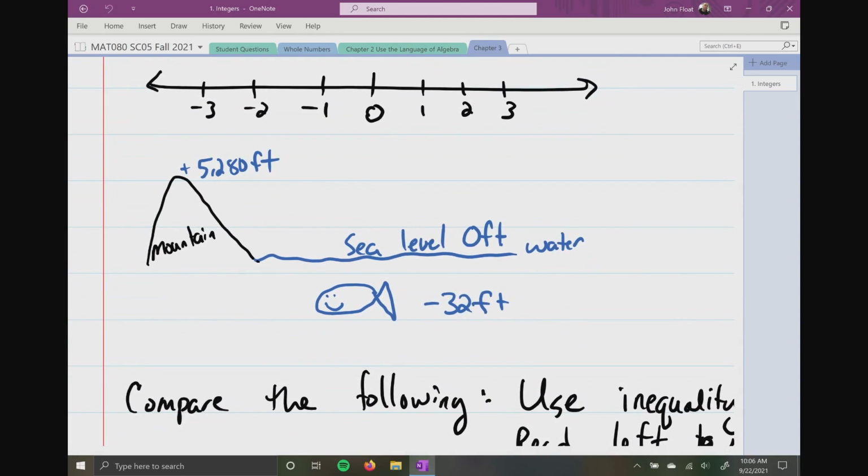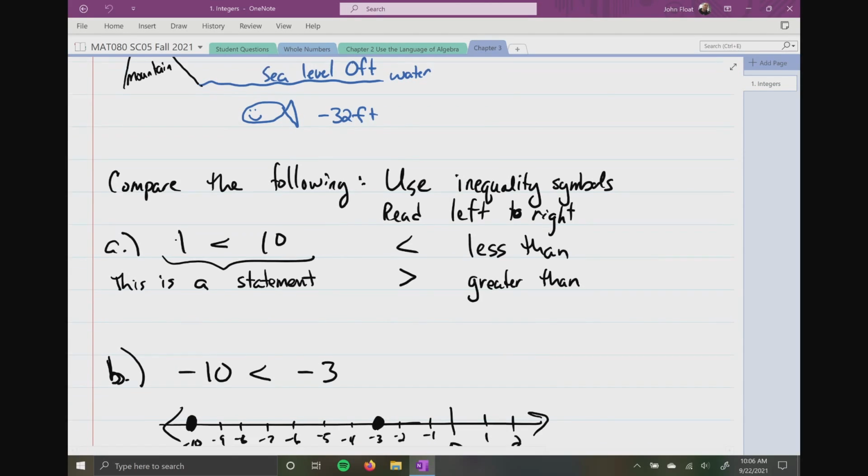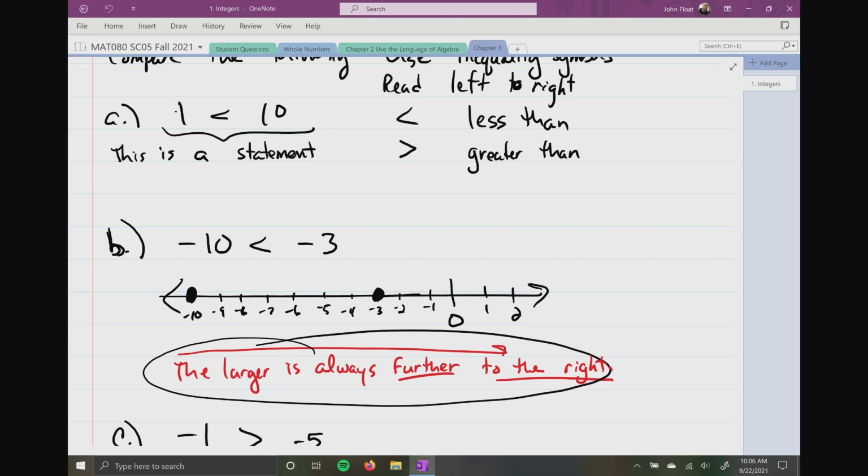And then we looked at actual applications. Like if you were standing at sea level, that's 0 feet. Above you would be positive, below you would be negative, all right? Then we looked at comparing numbers using inequality symbols. And the idea behind this was the larger number is always further to the right on a number line. So as long as you can remember that, it's easy to compare.